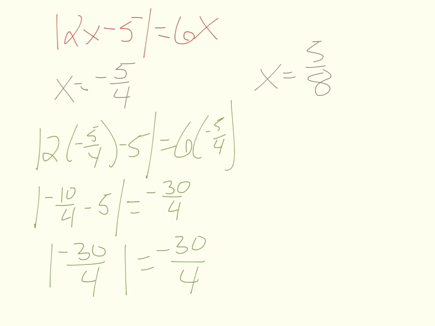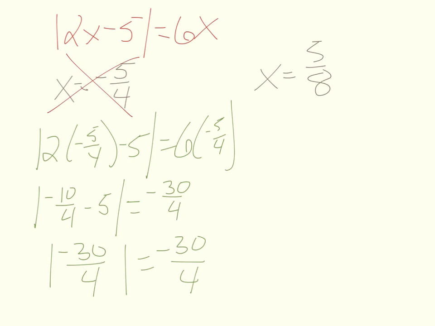How do we get negative 30 over 4? So is that a true statement? Well, doesn't the negative 30 over 4 have to become positive? No, because this is still inside the absolute value. There's another operation still, which is the absolute value, and it always makes it positive. So this is really saying positive 30 over 4 equals negative 30 over 4. So no, this one doesn't work. You just cross it out. That's an extraneous solution.